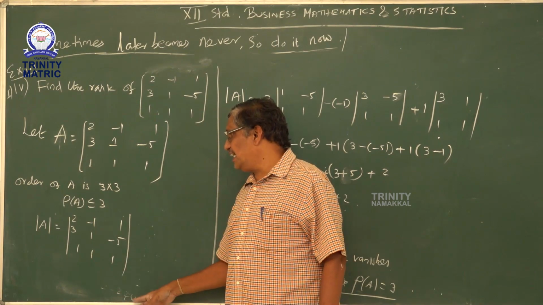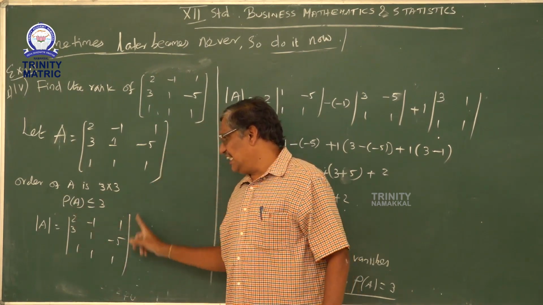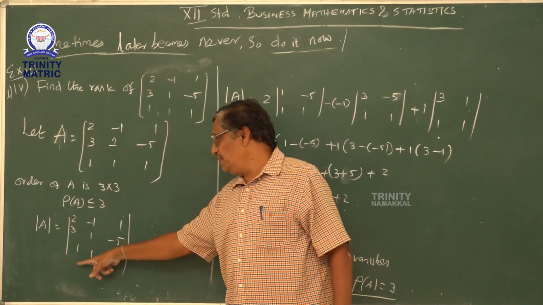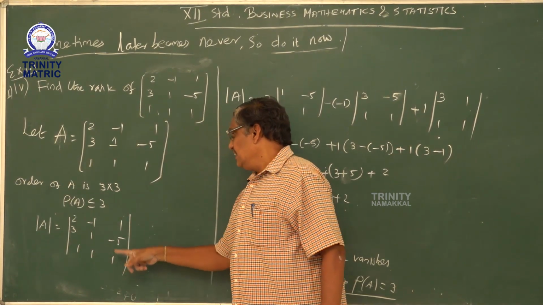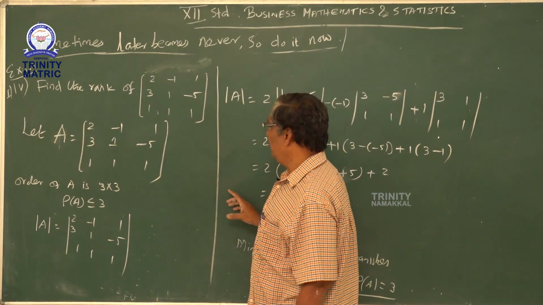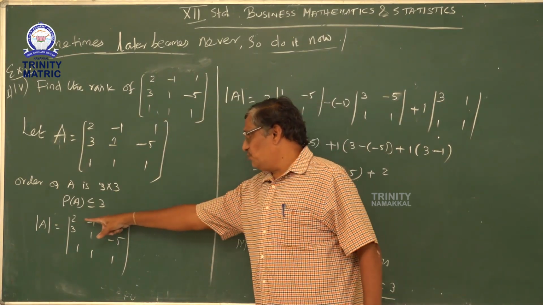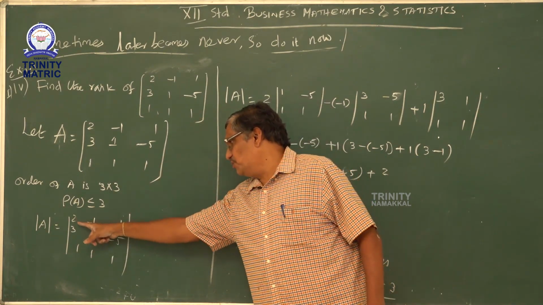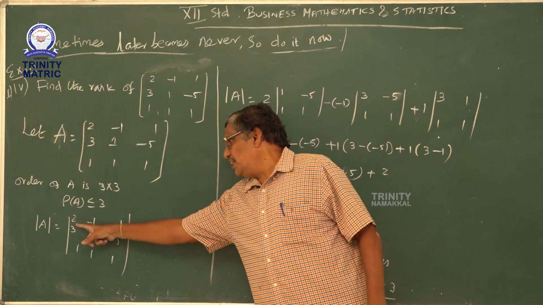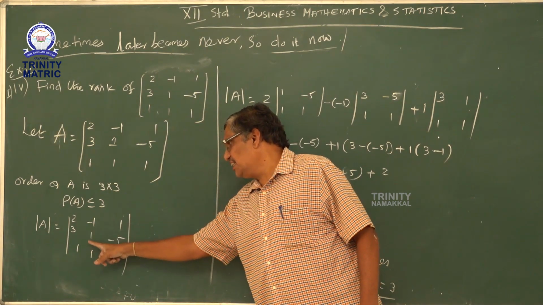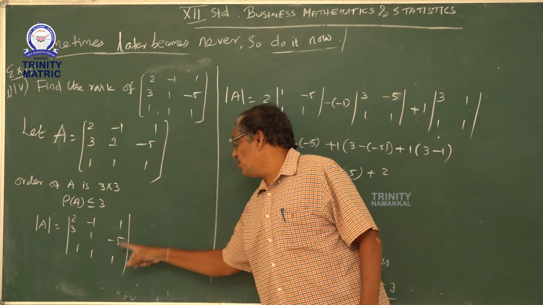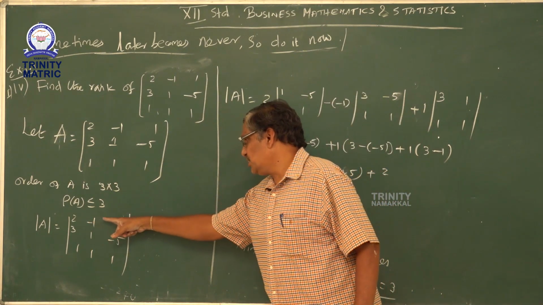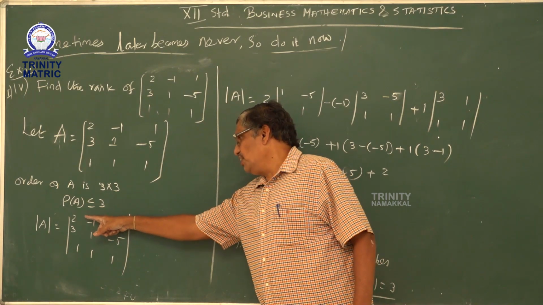How will you find the determinant? You have to put the modulus, vertical lines, eliminating the matrix symbol. You have to find the determinant value. How will you find it? First you have to write the element 2 and then write the minor of this 2. What is the minor of 2? You have to leave this row and the column. What is remaining? 1, minus 5, 1, 1. Like that. Next, a minus sign will come.